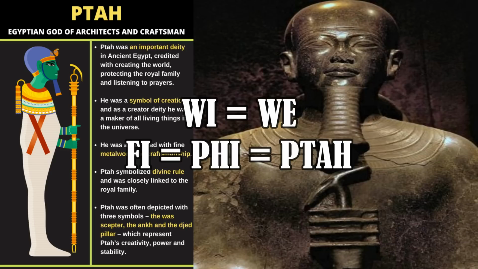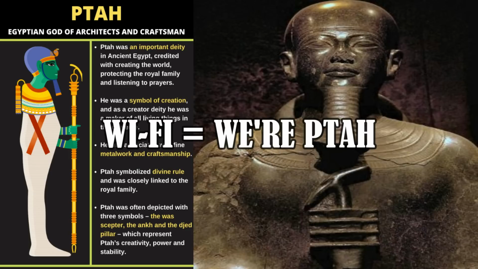So it's WI, which is we, and the phi is actually pi, PHI, phi. So Wi-Fi, as some people call it. So the phi is PHI for pi. But this is where the intriguing thing is. A lot of people believe PHI, pi, phi, actually comes from Ptah, father. And I've talked about Ptah a lot lately. So basically Wi-Fi is we are Ptah.